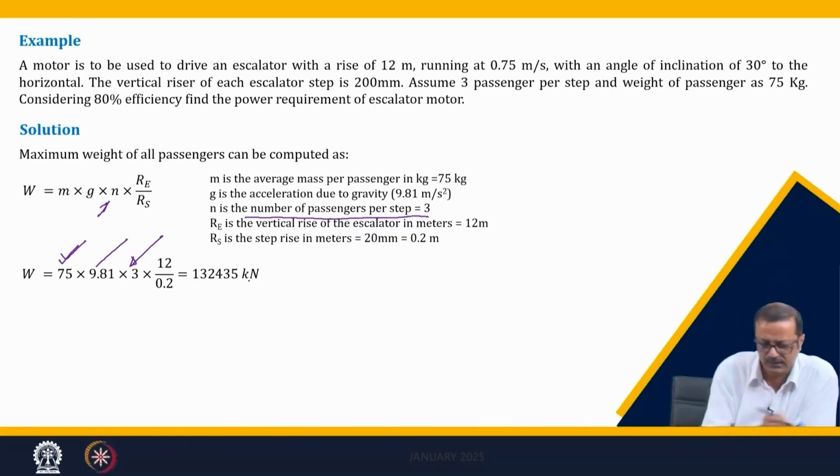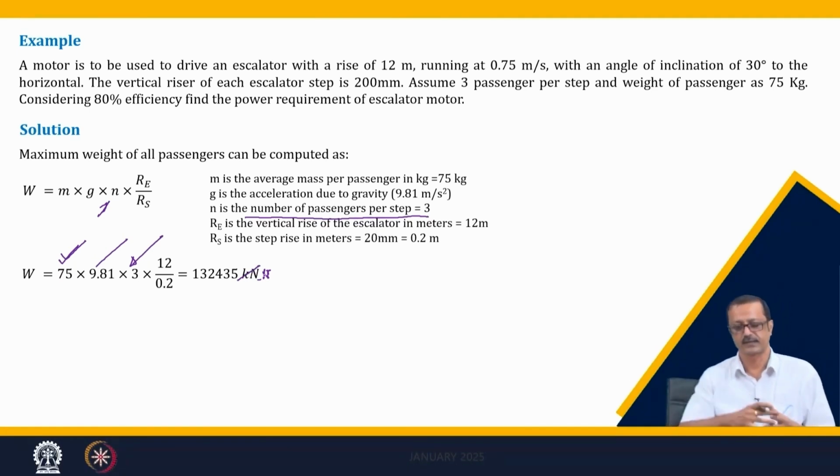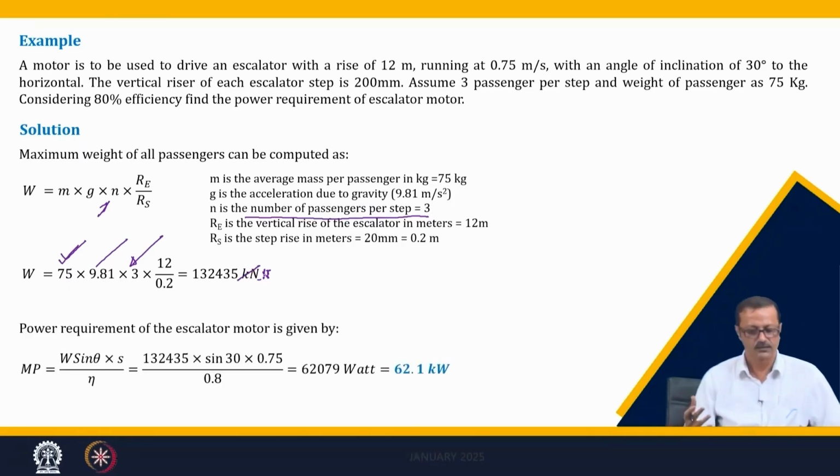I think it is not kilonewton, I will rectify that, it will be in Newton. That much Newton will be the total load, the total weight of the passengers in that escalator when it is running full, and I multiply sin theta with 0.75. What is 0.75? It is the velocity, the maximum running speed, divided by 0.8, the efficiency.